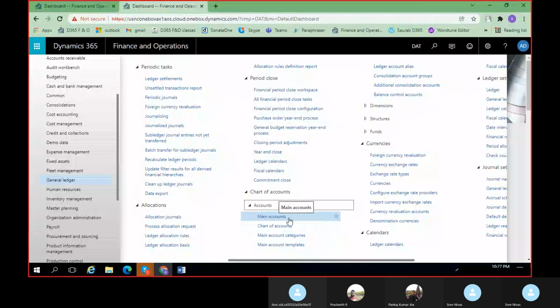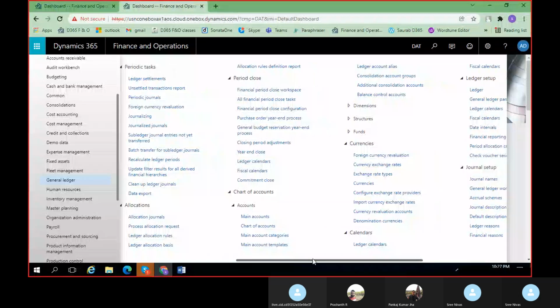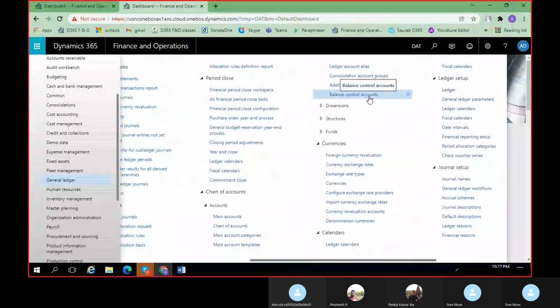We will discuss these topics slowly, but I gave you the meaning of what the main accounts are and what the chart of accounts is. Then cash flow, if you want to classify the main accounts, and the templates, the consolidation account groups, ledger account alias, all these things like balance control accounts. In case you want to prepare any separate accounts to transfer balances, like your opening balances or closing balances, you can give those accounts under the balance control accounts, and the dimensions.